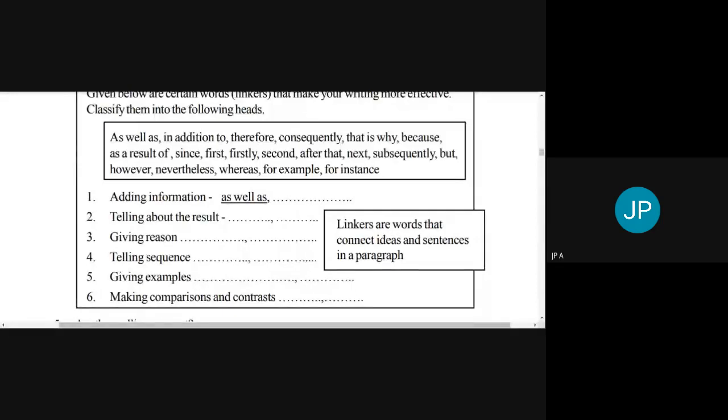"That is why" is a kind of linker which talks about result. Can anyone give an example? That is why. It's a very simple linker. You can use it in any kind of sentence.